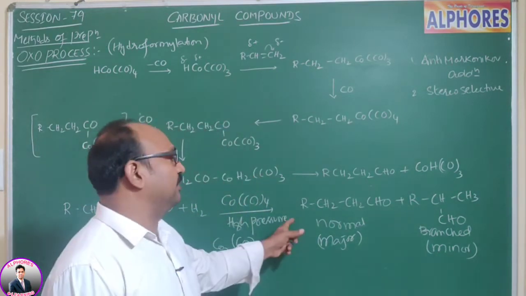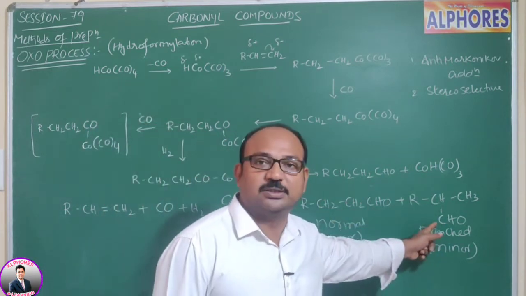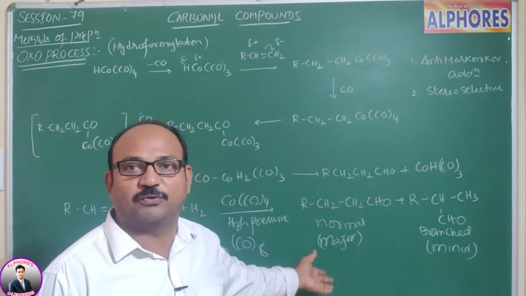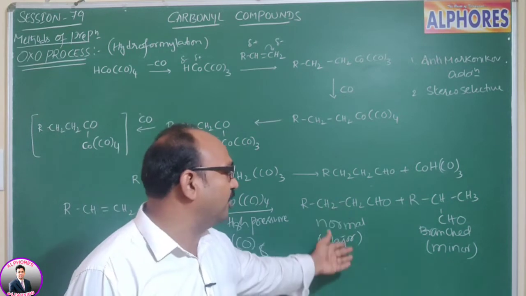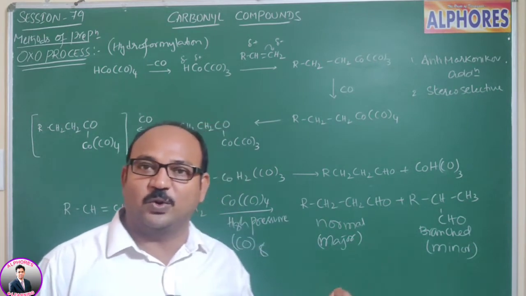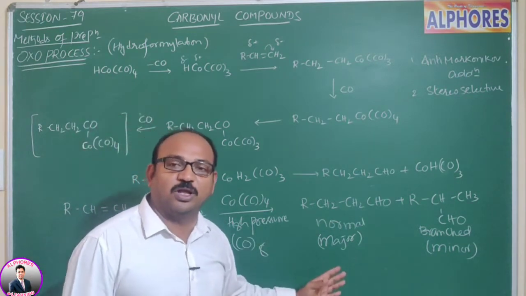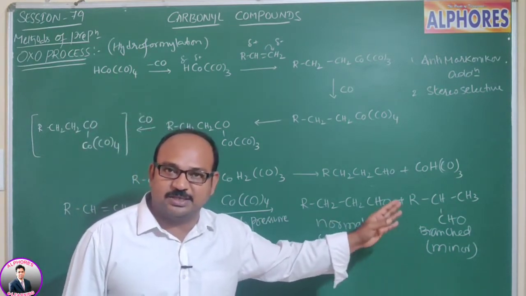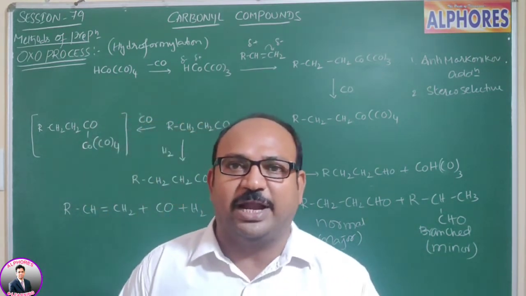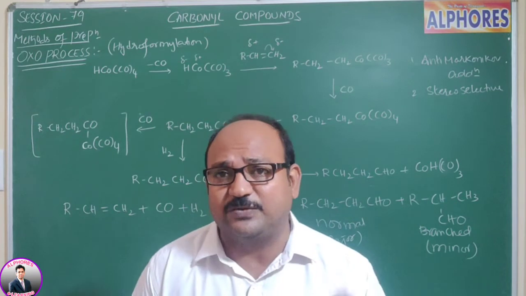It gives the product aldehyde. There are two possibilities: one according to the Markovnikov rule, the Markovnikov product, and the other against it, the anti-Markovnikov product. So two products you get, but always the anti-Markovnikov product is the major product and the Markovnikov product is minor. In previous sessions we learned that Markovnikov addition in general takes place by ionic mechanism, and anti-Markovnikov addition in general takes place by free radical mechanism.